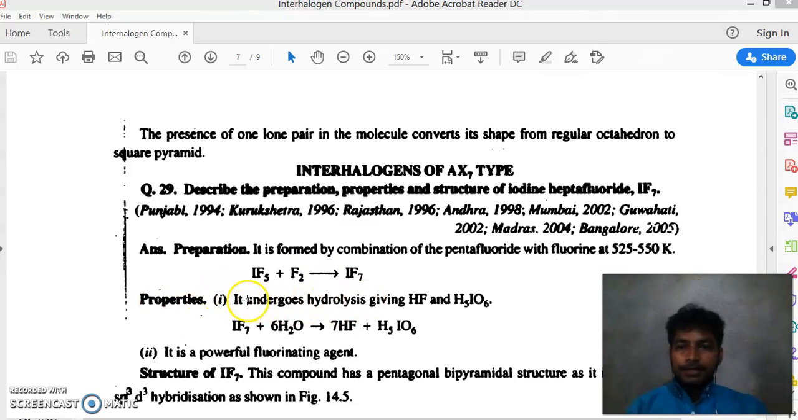Now the properties of iodine heptafluoride. Iodine heptafluoride undergoes hydrolysis, giving hydrogen fluoride and H5IO6. So this is the chemical equation for the above reaction: IF7 plus 6H2O gives 7HF plus H5IO6. It is a powerful fluorinating agent. Please remember that iodine heptafluoride is a powerful fluorinating agent.